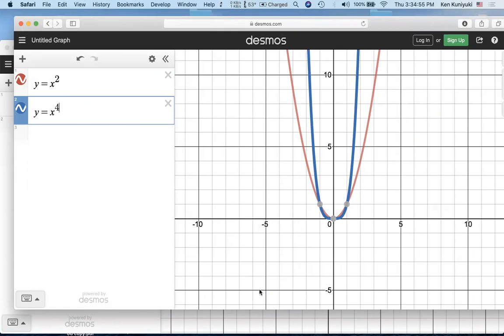And notice it does not fall below the x-axis because x to the fourth is never negative for real values of x, just like for squares. So we have two bowls here. Notice they're both symmetric about the y-axis. And not surprisingly, the blue parabola, y equals x to the fourth, out here is climbing more steeply than the red parabola, y equals x squared.